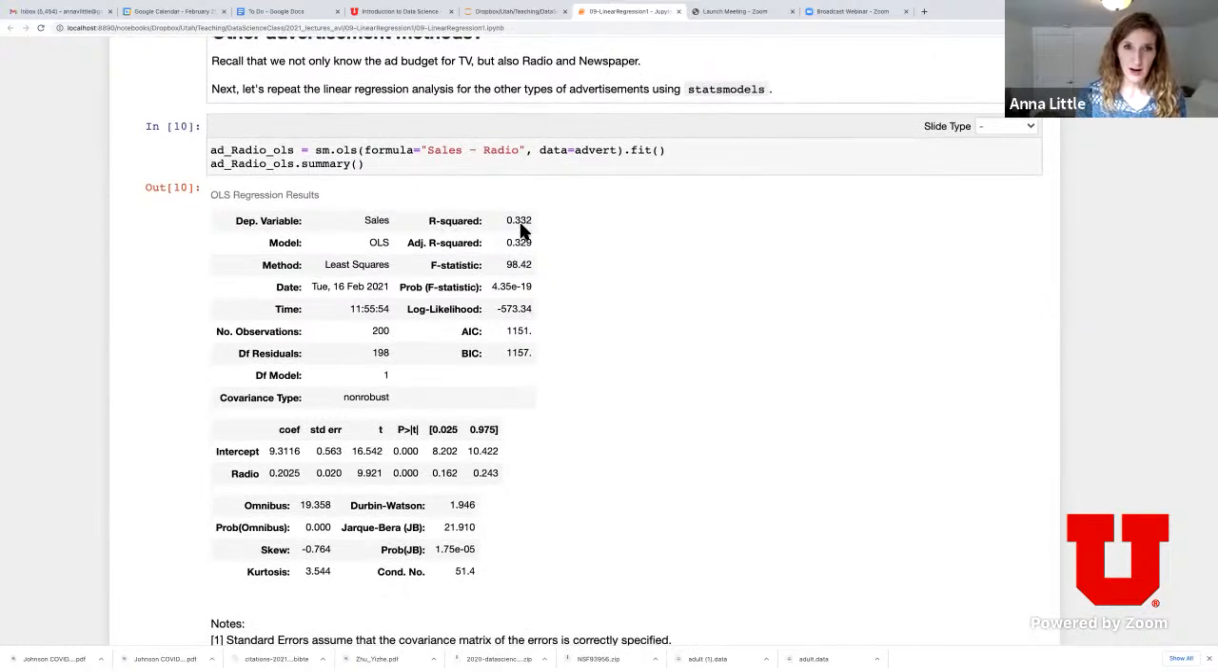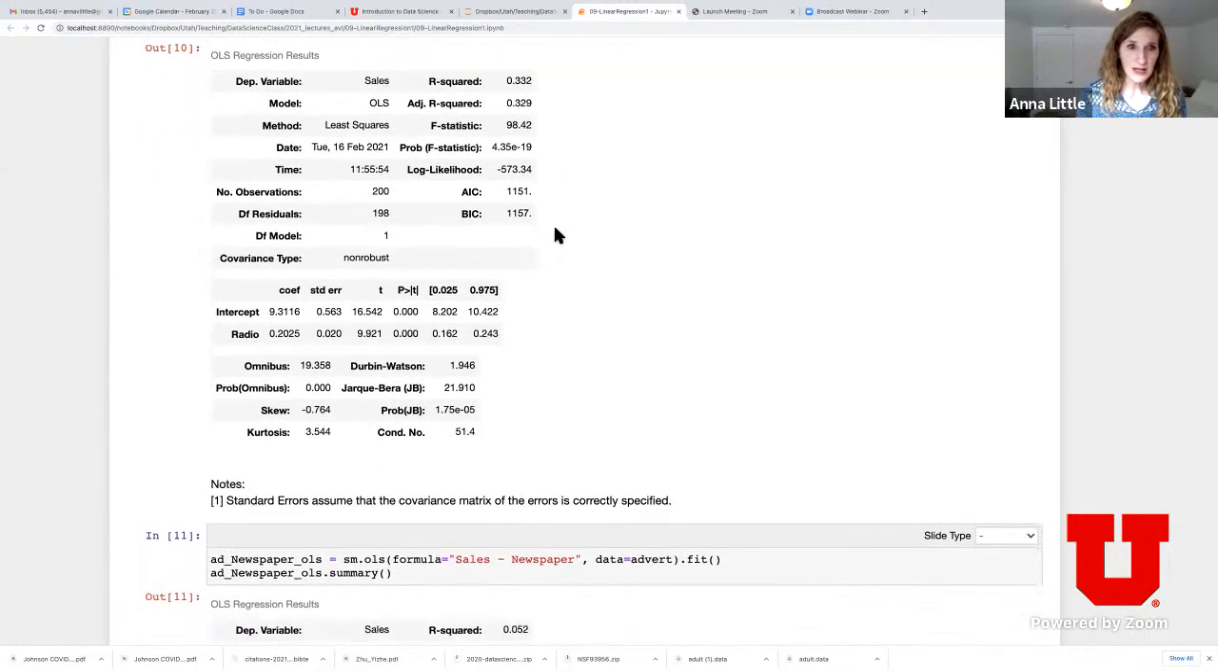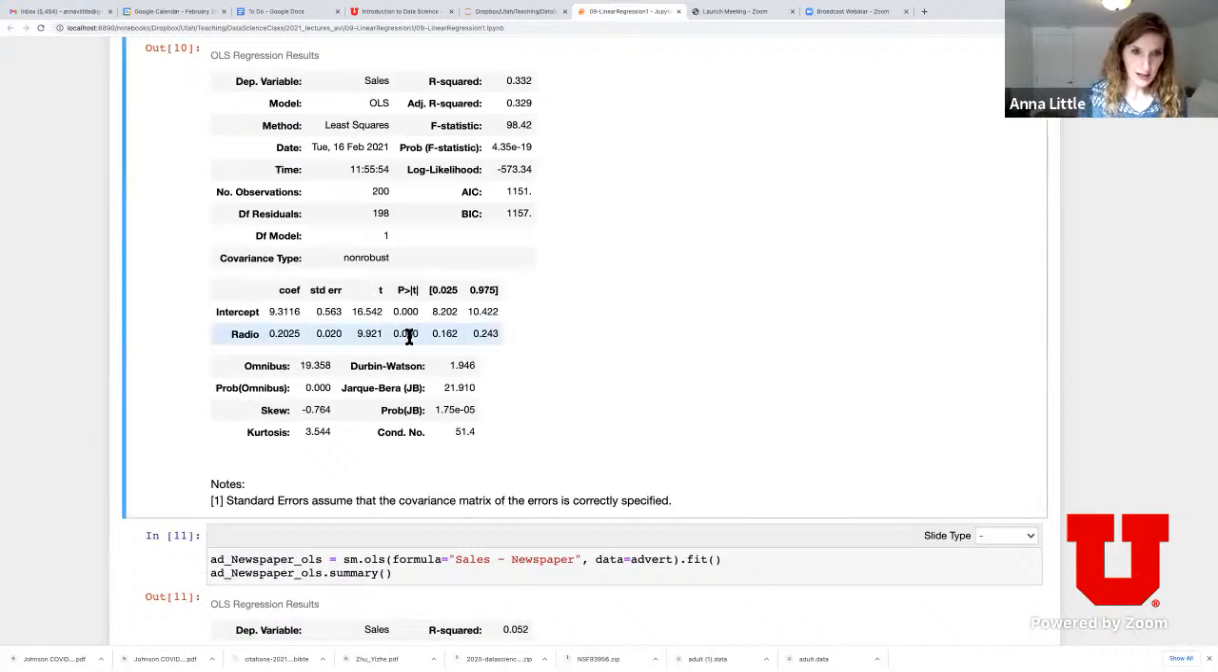What do we see? An R squared of 0.33. And then the p-value that you want to look at is right here. So here's the test statistic, and here's the p-value associated with the intercept and the slope for radio. So this right here is the p-value of interest, which you see is 0. And there's a confidence interval for the slope.